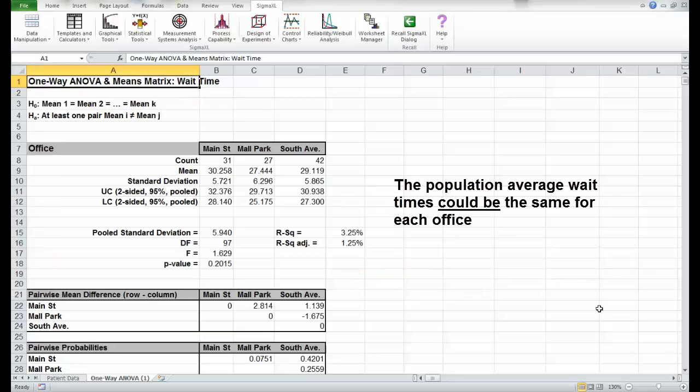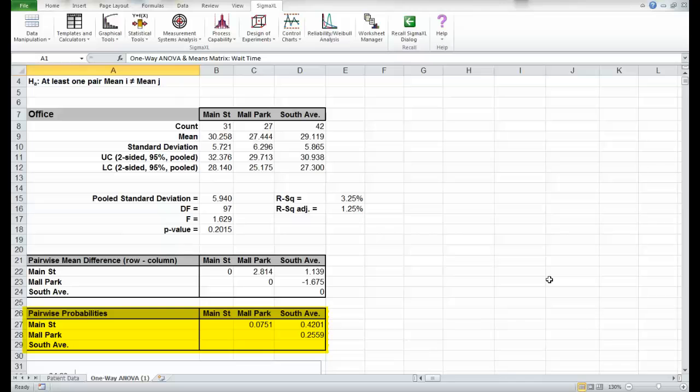This is not saying that the average wait times are the same between each office. It's saying that they could be the same between each office. The pairwise probability table is the same that you saw in the demonstration, where it's going to compare pairs of each of our offices. You'll notice that none of these p-values are red. All of the p-values are above 0.05, indicating that it did not find any pairwise differences.